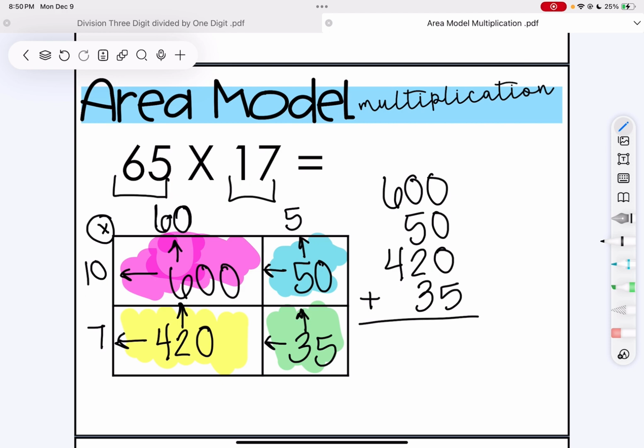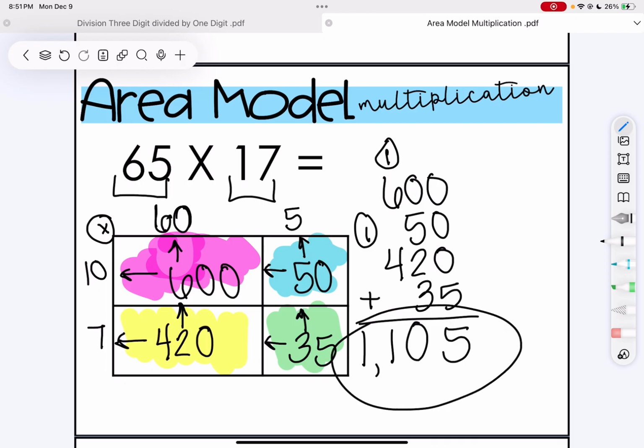So 0 plus 0 plus 0 plus 5 is 5. 0 plus 5 is 5. 5 plus 2 is 7. 7 plus 3 is 10. Now this one needs to be regrouped. So we're going to keep the 0, carry the 1. 1 plus 6 is 7. 7 plus 4 is 11. So I'm going to keep the 1, regroup to make a new place value, and then 1 plus nothing would just be 1. So our answer would be 1,105.